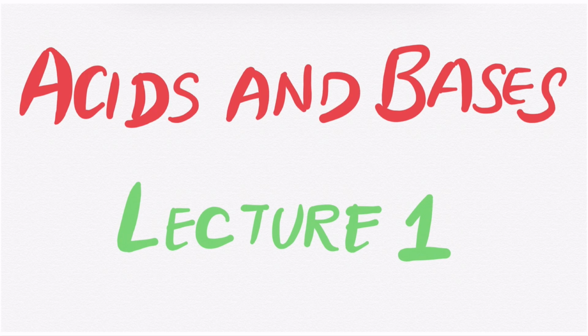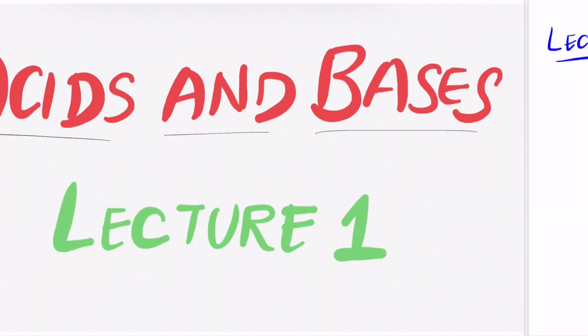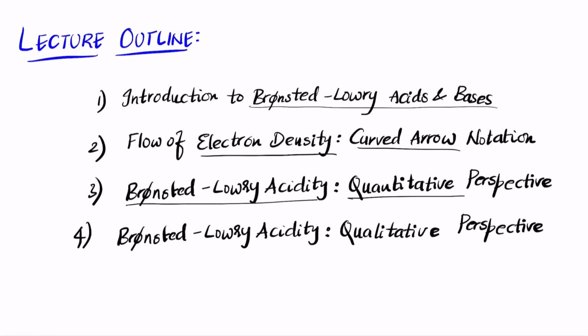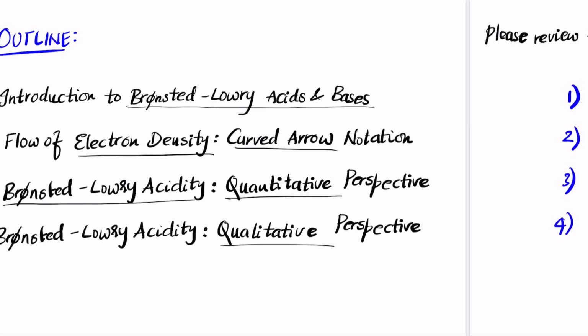So welcome to chapter 3. In this chapter we'll talk about acids and bases. In lecture 1, we'll be discussing Bronsted-Lowry theory of acids and bases, and then we'll discuss the flow of electron density using curved arrow notation and how to show how electrons flow, and we'll talk about acidity from two perspectives, quantitative and qualitative. So let's go into the chapter.